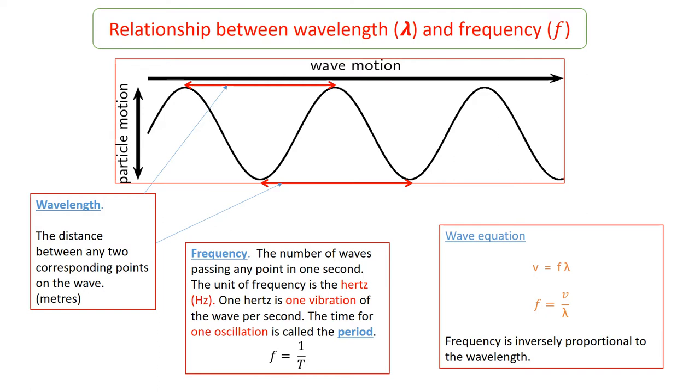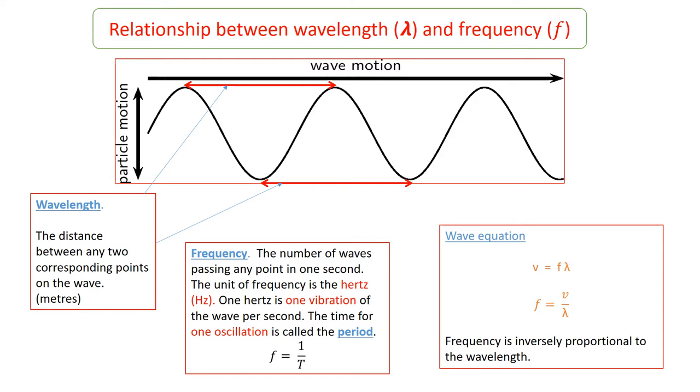So the SI unit of wavelength is meter and the SI unit of frequency is hertz, and 1 hertz is defined as 1 vibration per second. It means there is only 1 vibration in 1 second. If there is only 1 vibration in 1 second, then the frequency will be 1 hertz, and the time required for 1 vibration is called the time period. So there is another important relation: the frequency and time period are inversely proportional to each other.